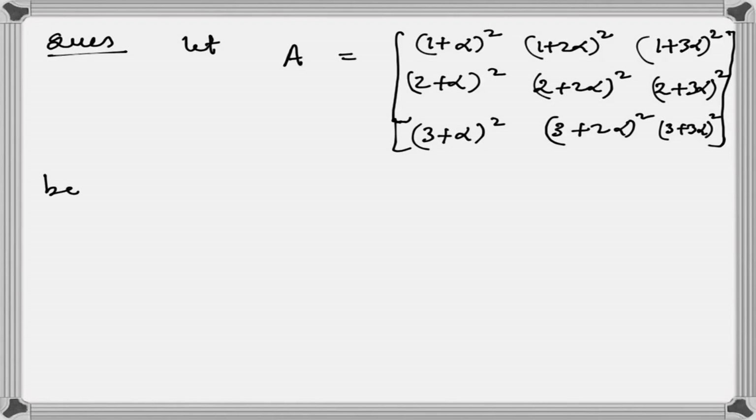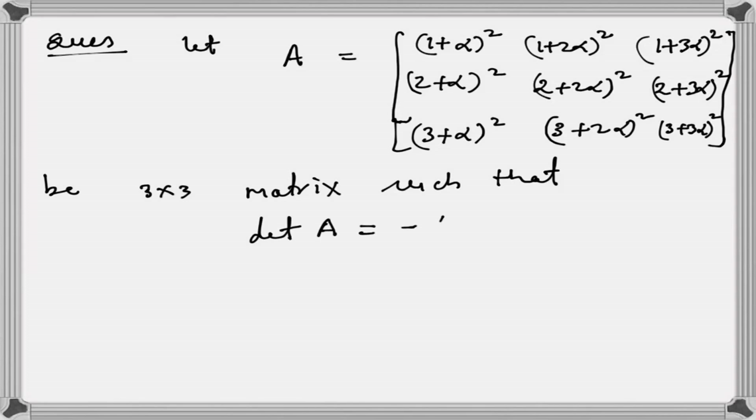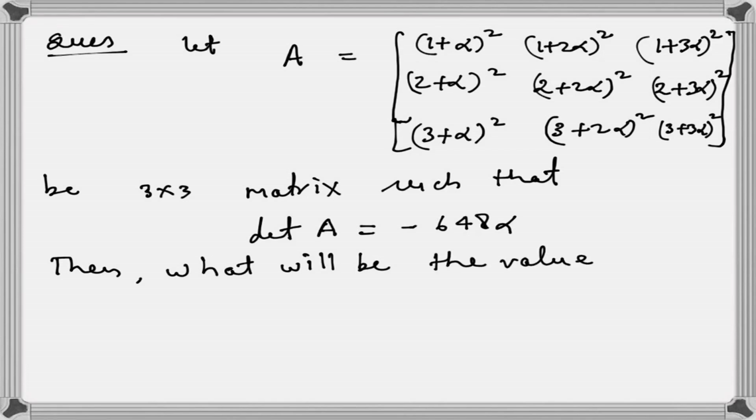B is a 3 cross 3 matrix such that determinant of A is equal to -648 alpha, then what will be the value of alpha? Okay, so we need to first find the determinant in terms of alpha, and then we try to solve this equation. Okay, so let's do that.